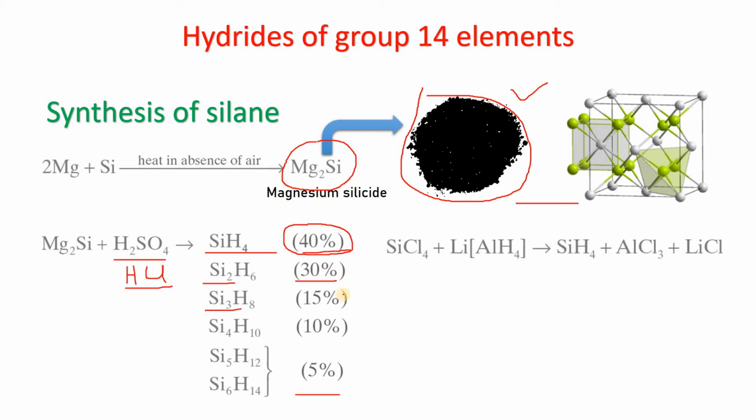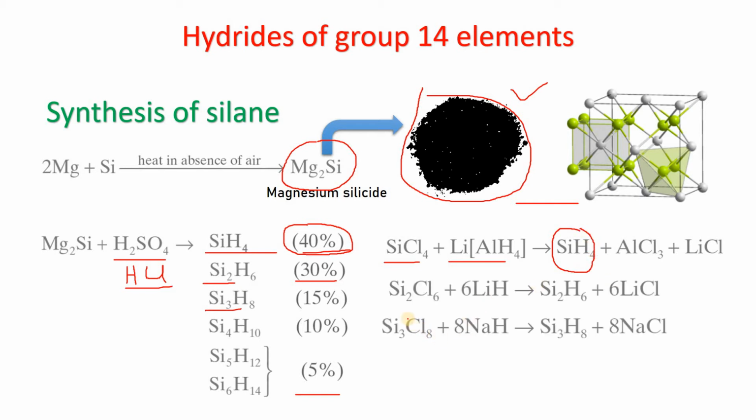If you want to prepare pure monosilane, then you reduce silicon tetrachloride with a reducing agent like lithium aluminum hydride, and you will get monosilane as the exclusive product. Similarly, you can treat Si2Cl6, Si3Cl8 with some other reducing agent like lithium hydride or sodium hydride and you will get the next higher members of the silane family. So these are certain methods of preparation for the silanes.